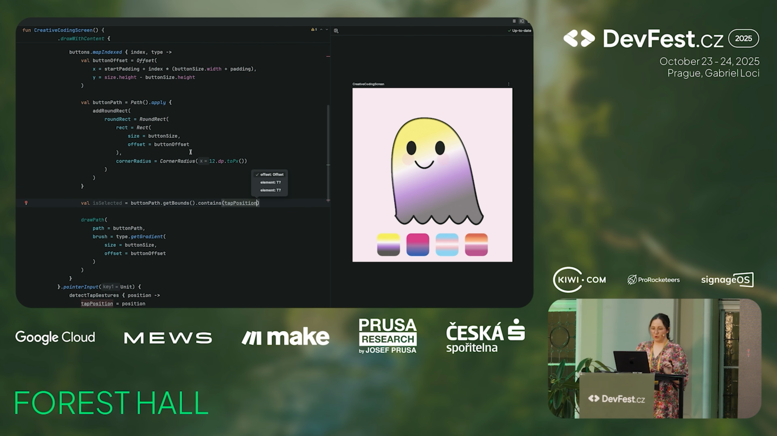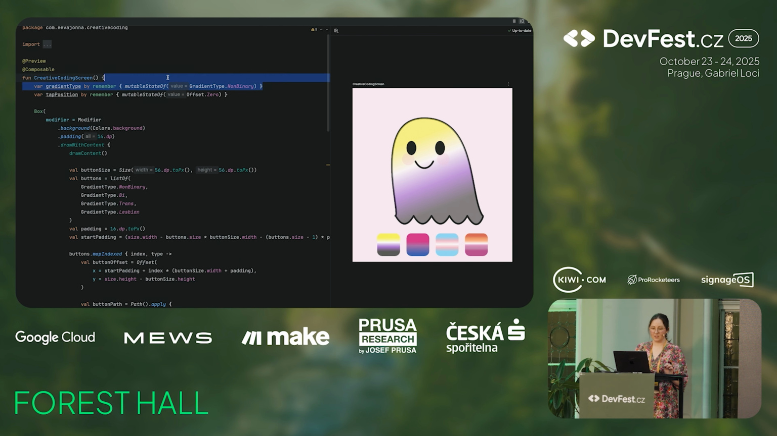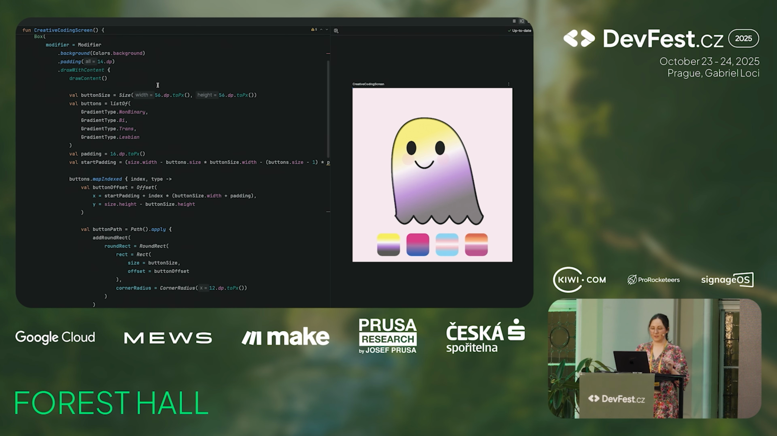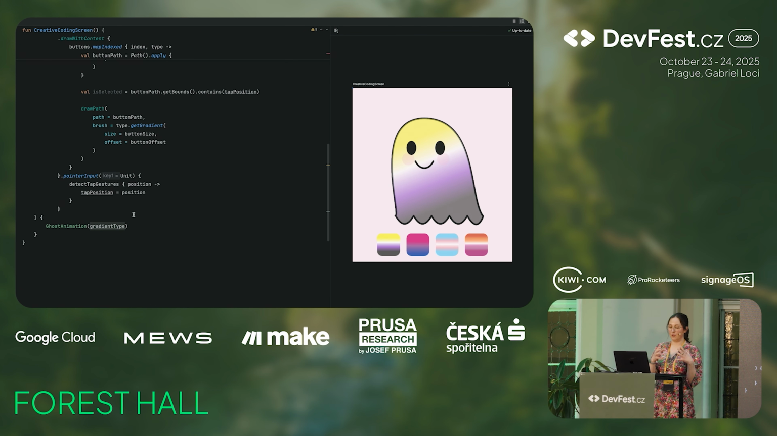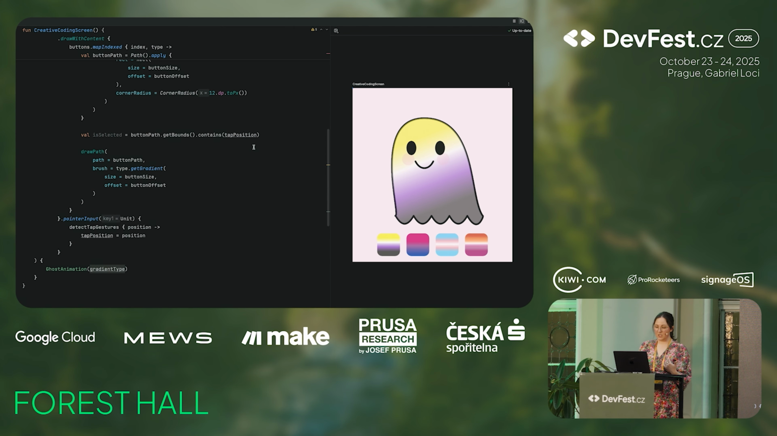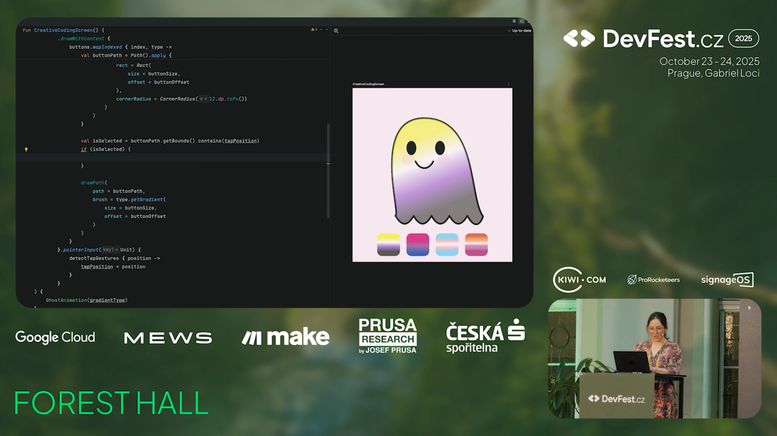And then I'm just going to show you something I forgot to show in the beginning. So we have the current gradient type defined as a state variable here, and then at the bottom we are passing the gradient type to the ghost animation that I have defined. So now we can just check that if the current button is selected, then we can set the gradient type to be that type there.